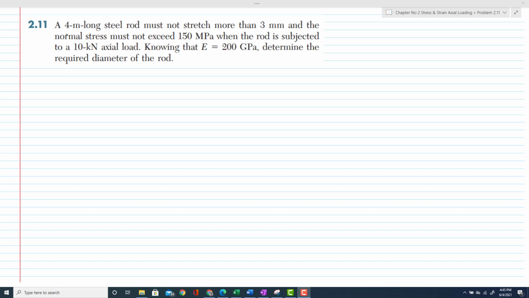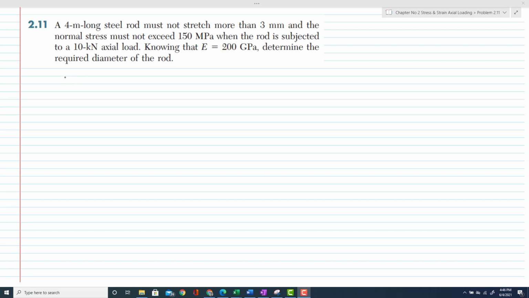The statement of the question is that a 4-meter long steel rod must not stretch more than 3 millimeter and the normal stress must not exceed 150 megapascal, and the rod is subjected to a 10 kilonewton axial load. Knowing that E is equal to 200 gigapascal, determine the required diameter of the rod.